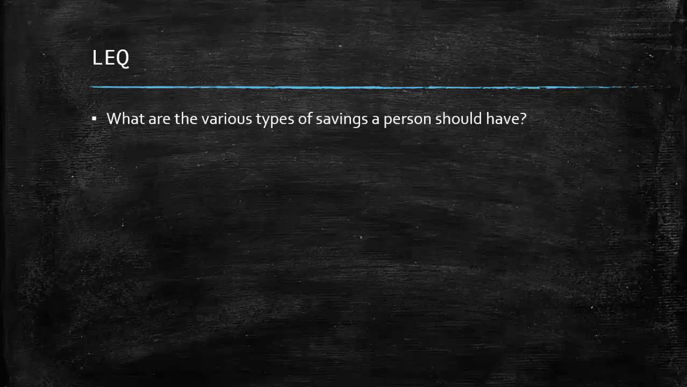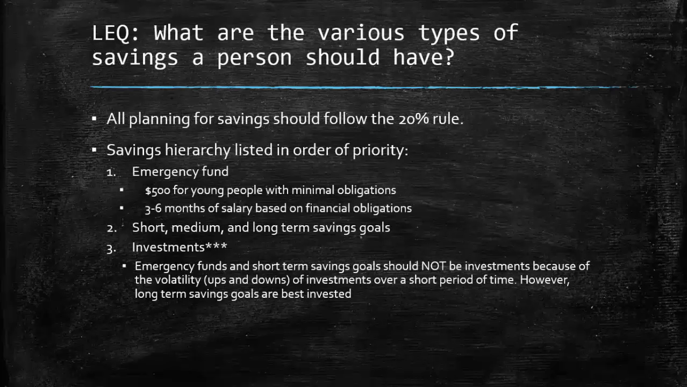Plural, savings accounts. Now, there's actually a hierarchy that should be followed when we are trying to establish savings accounts. Regardless if you are saving for a car, a down payment on a home, to put money in investments, or for an emergency fund, you should follow the 20% rule. So whether we're talking about emergency fund or short-term goals, you should always follow the 20% rule. That is 20% of your average monthly income.